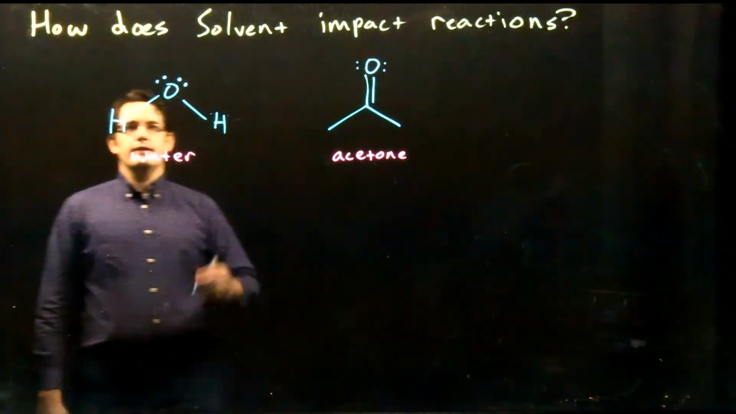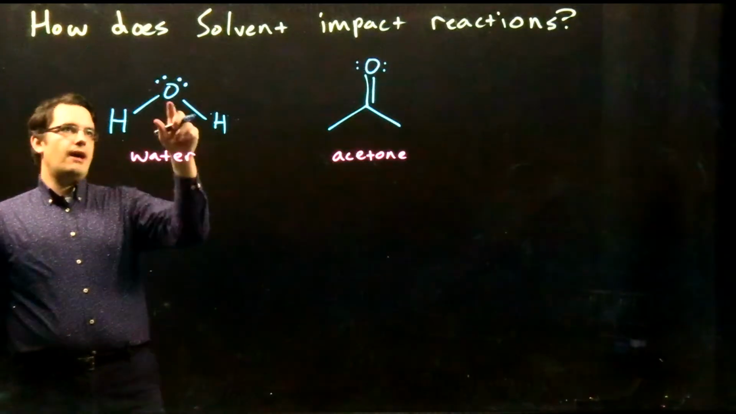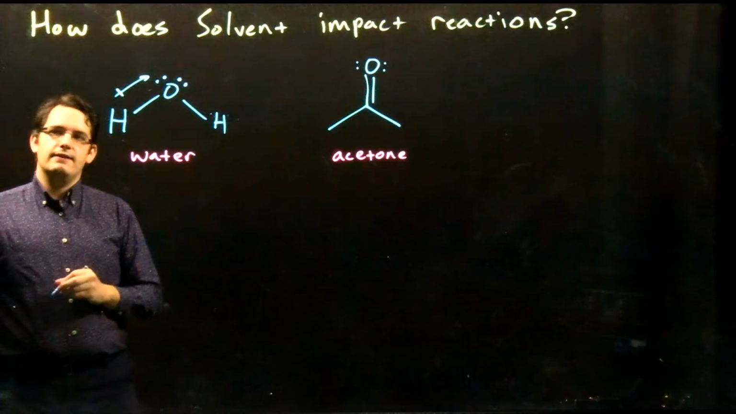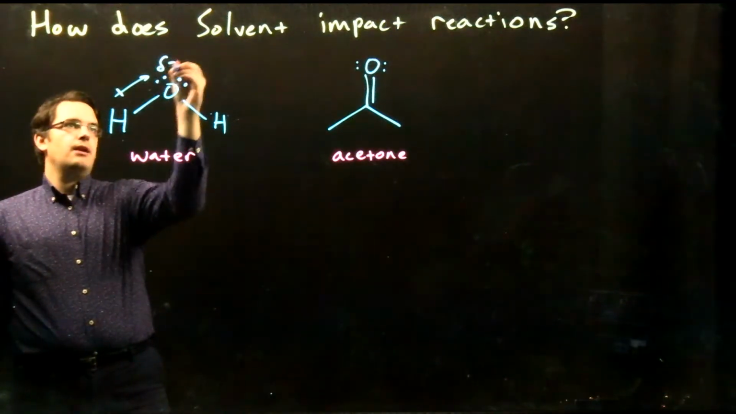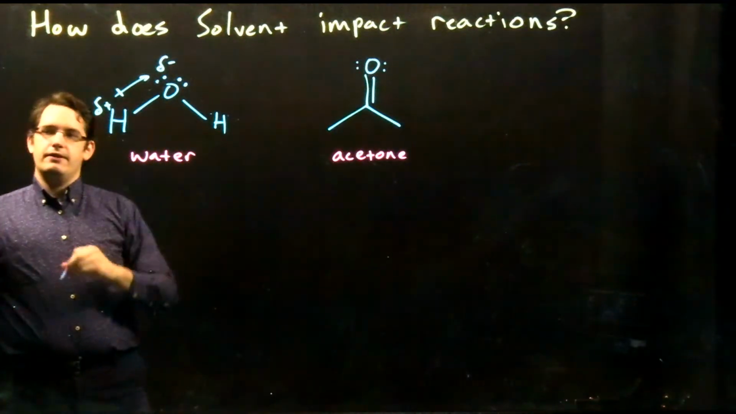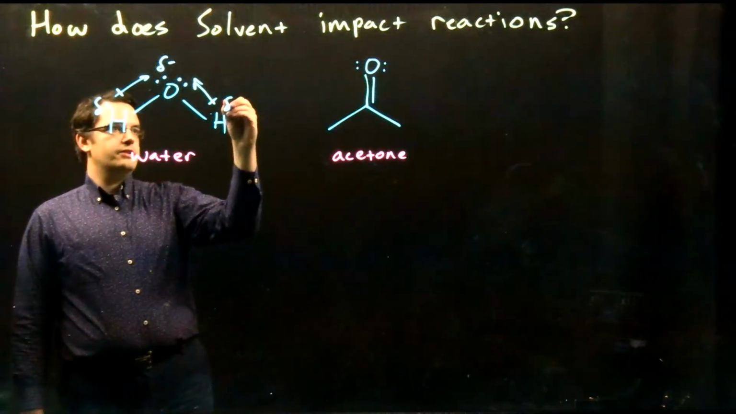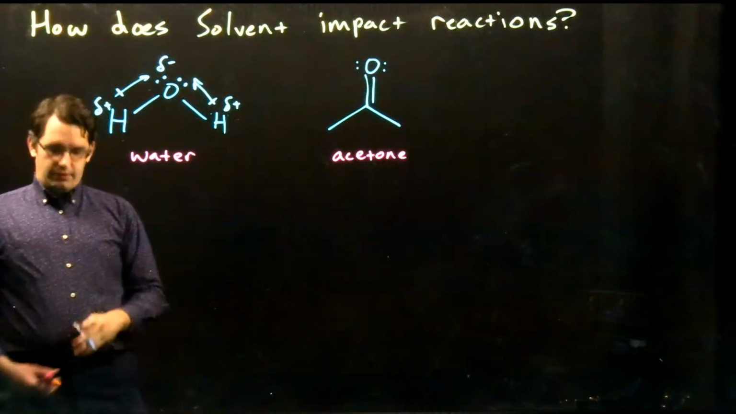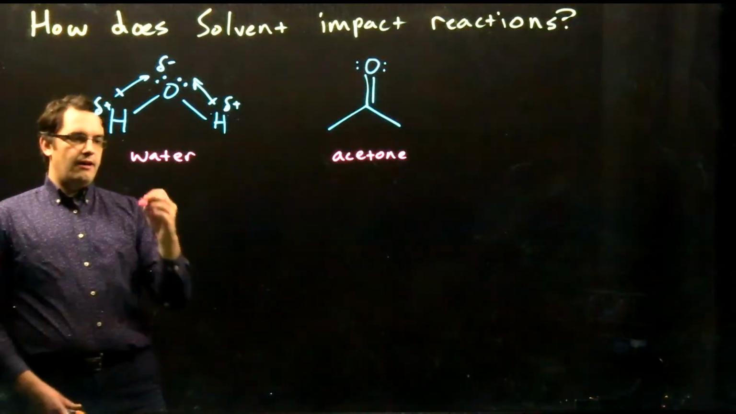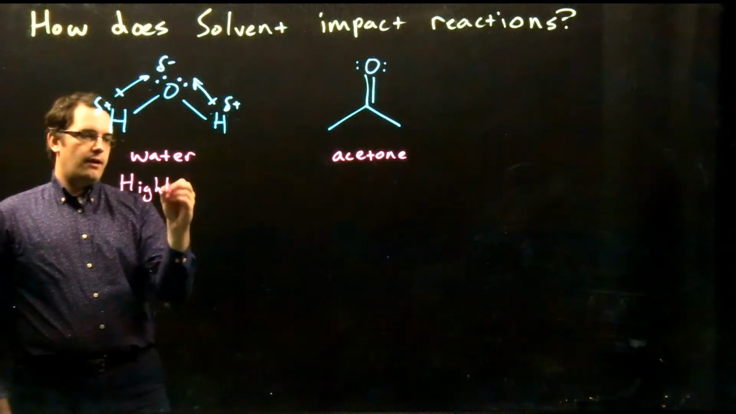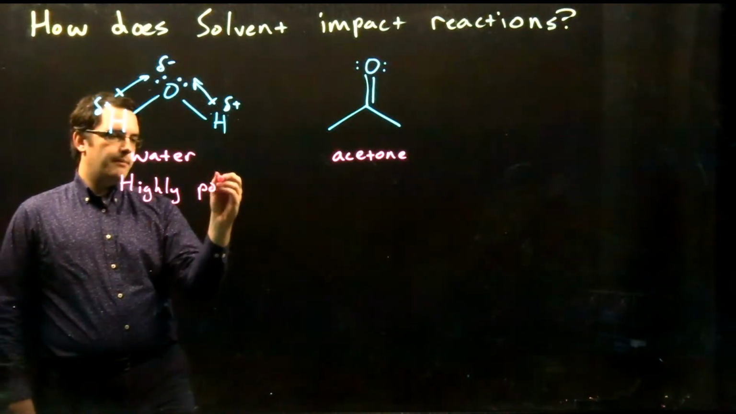So our water is very polar. So we have our oxygen that's highly electronegative. It pulls electron density away from our hydrogens. There's a very large difference in electronegativity between our hydrogens and our oxygen. And so this creates a high degree of polarity for our water. So we say that our water is highly polar.